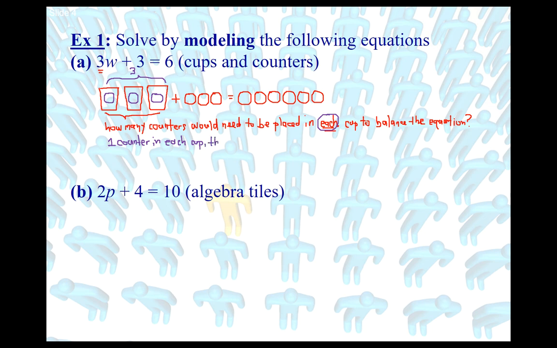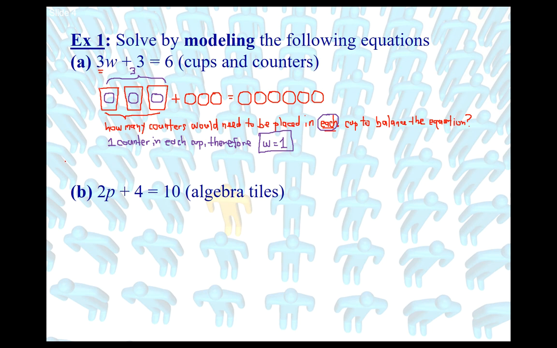Therefore, what's the solution to the equation? Well, the variable is W. W represents a mystery cup. So how many counters do you have to put into each mystery cup for this to work? Put one counter into each cup. If I put one counter into each cup, I'd have 3 total. Add another 3. That would give me 6 counters at the end.